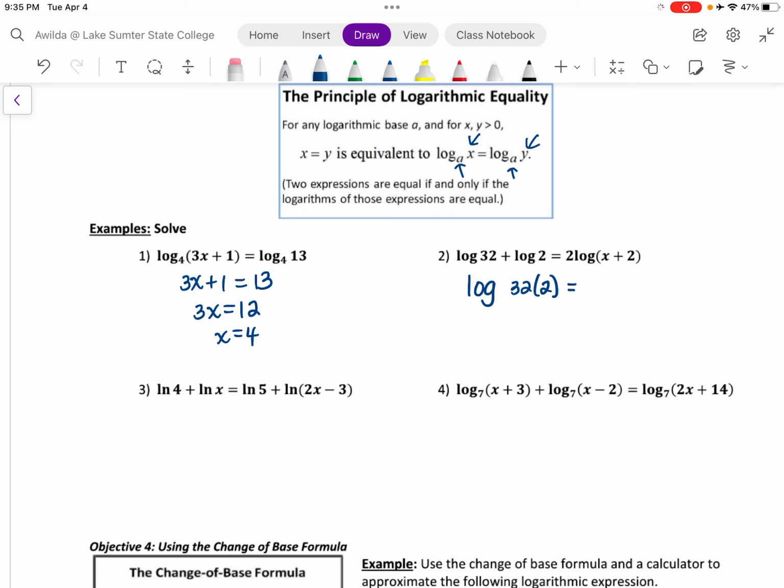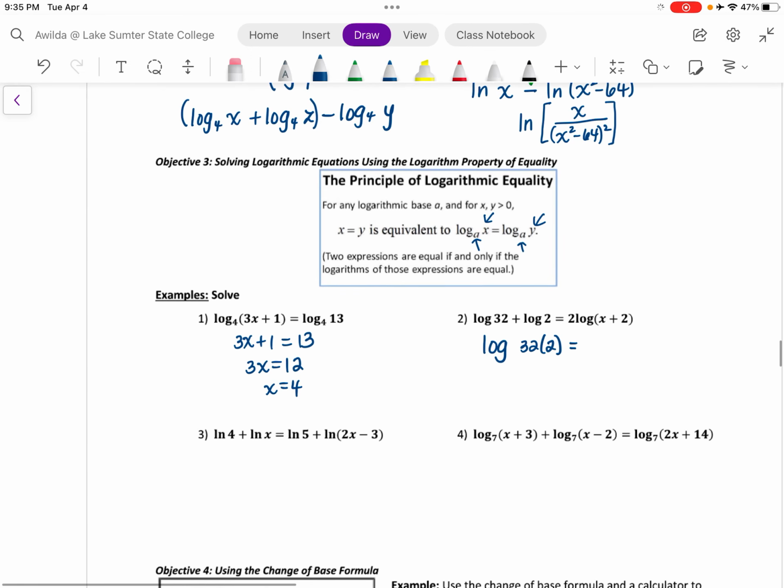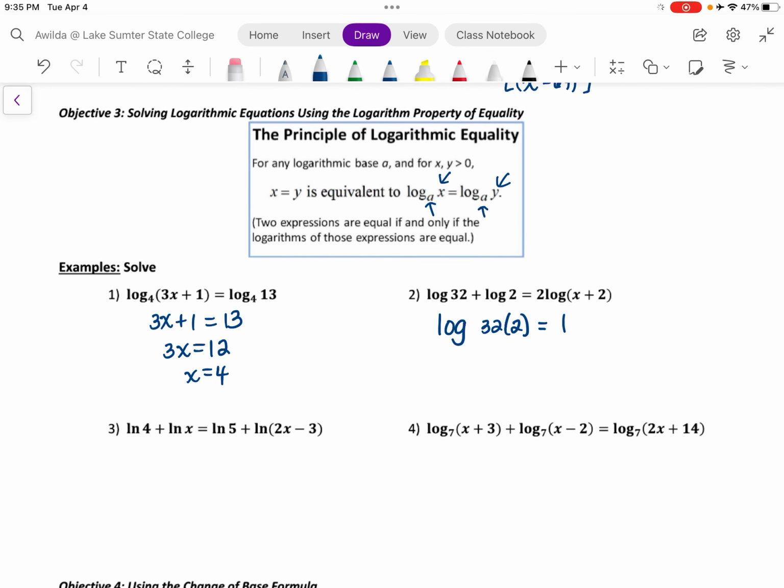On the right, we'll use the power rule to write this as the logarithm of x plus 2 quantity squared. On the left-hand side, we have the common logarithm of 64, and on the right, we have the common logarithm of x plus 2 quantity squared. These two logarithms are equal with equal bases, therefore their arguments must be equal. So we'll say that 64 is equal to x plus 2 quantity squared.